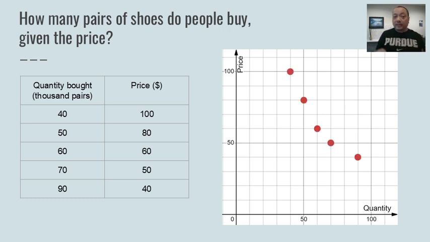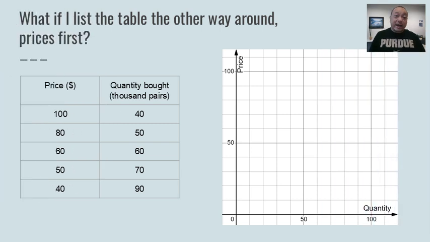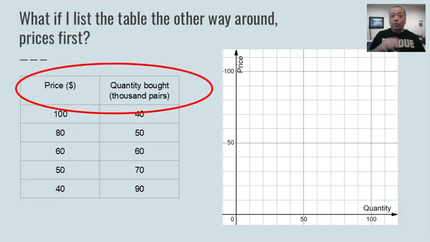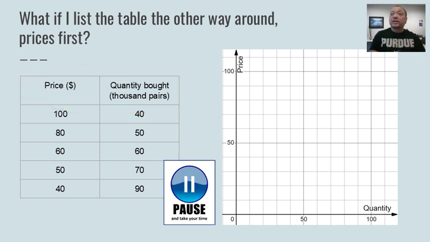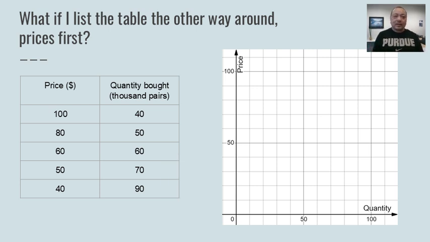Before moving on, let me ask you another question. What happens if I give you the data this way? What happens if I list the table the other way around with the prices first? Go ahead and plot these dots on these axes. Press pause and come back when you're done. Welcome back. This was a trick question. If you look at the label on the axis, they have not changed. The table may have swapped the columns, but the axes on the graph are still the same.